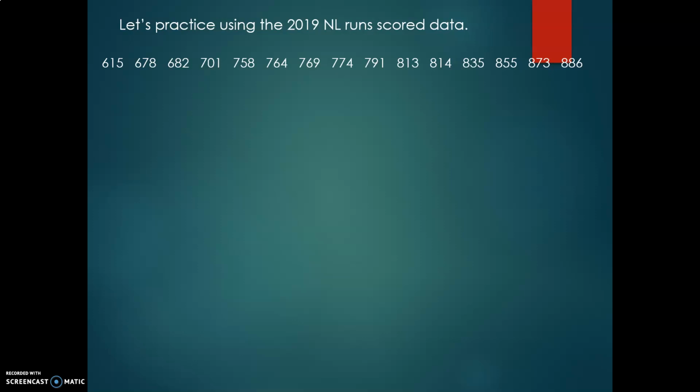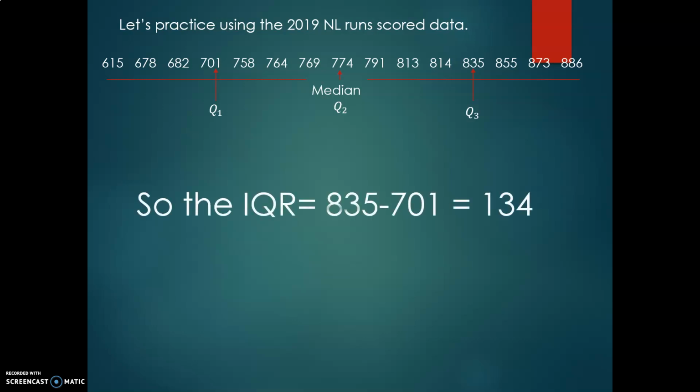Hopefully you've figured this out. You unpause it, and now we're looking at this. Our median is right there at 774. Q1 was at 701, and Q3 is up at 835. So when we want to find the interquartile range, we simply have to do 835 minus 701 and get that that's a difference of 134.